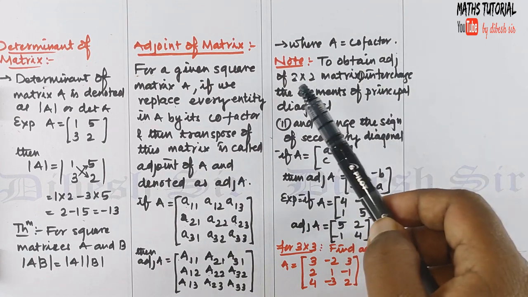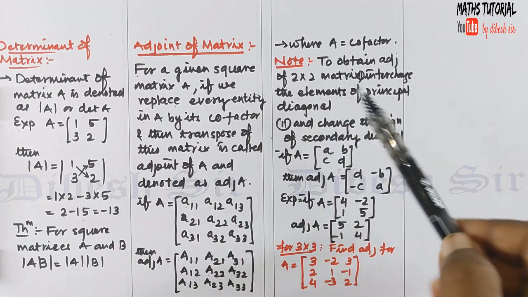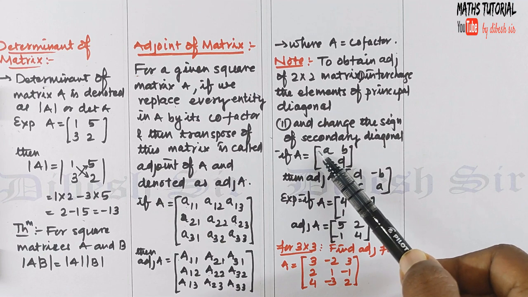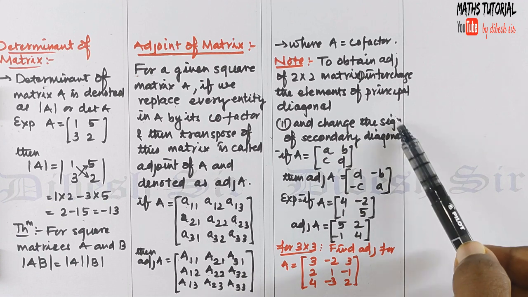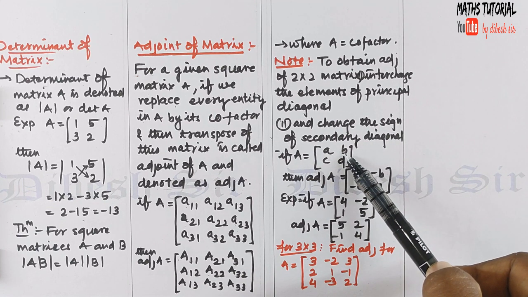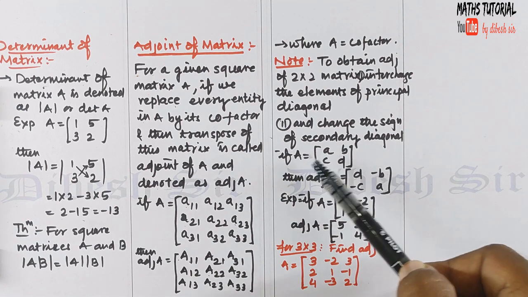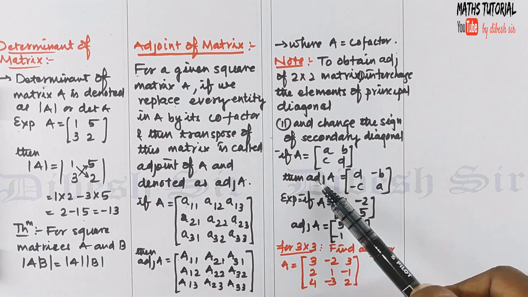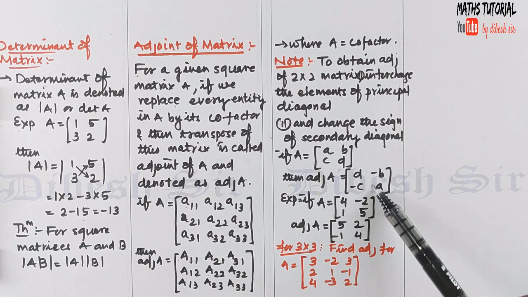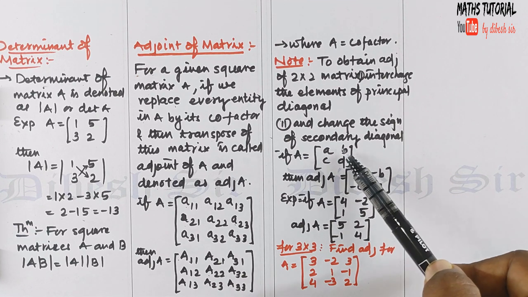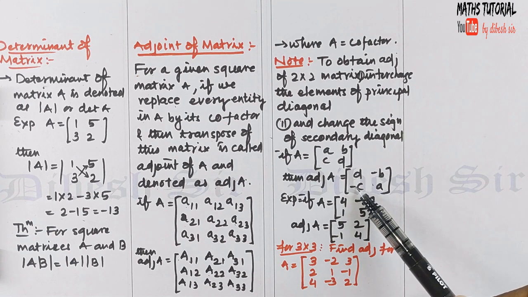Note, to obtain adjoint of a 2 cross 2 matrix, first interchange the elements of the principal diagonal, which means D comes here and A comes here. Second, change the sign of the secondary diagonal. If this is plus B, then it is minus B. If it is plus C, then it is minus C. So clearly, if A is equal to [A, B; C, D], then adjoint A is [D, minus B; minus C, A].